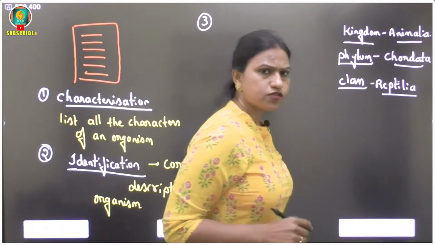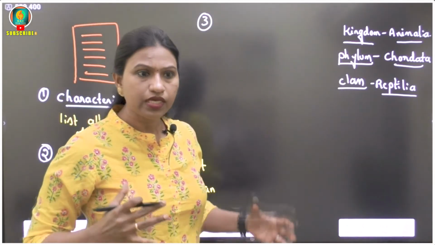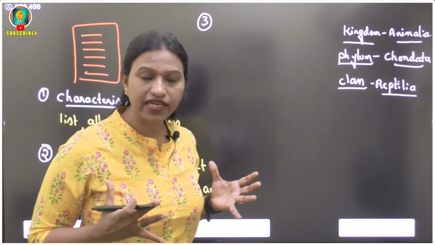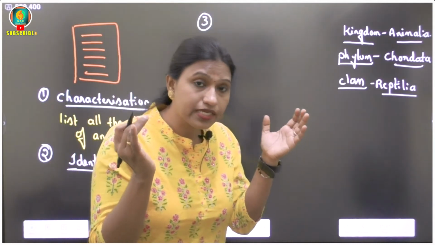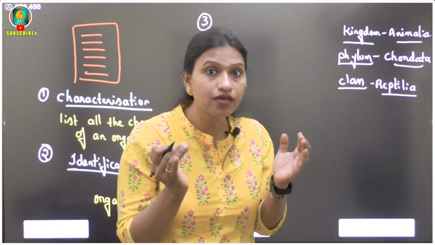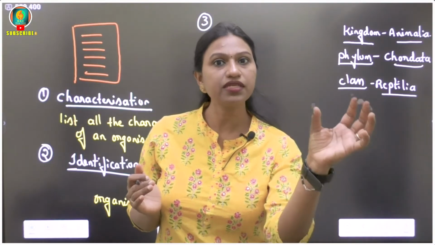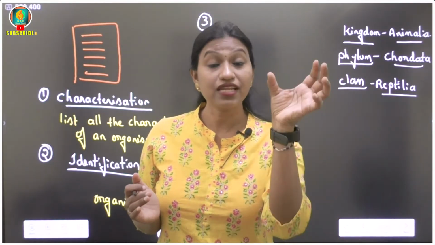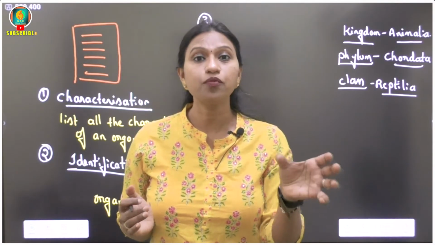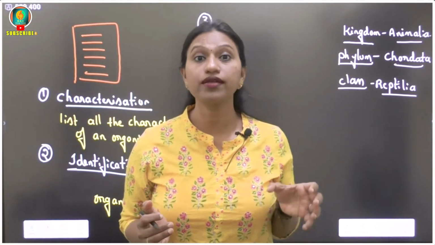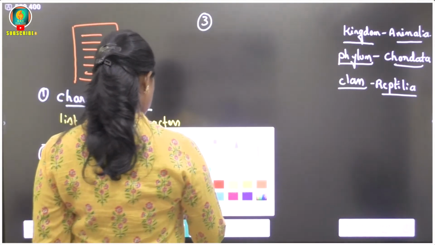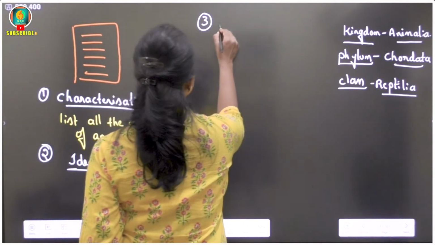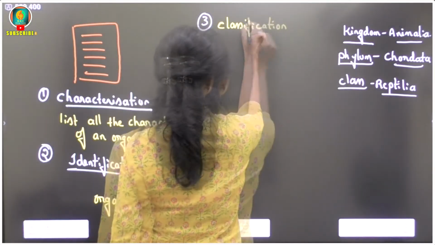Reptilia. So, what do you understand from this? He got some idea, right? After identification, based on that identification, based on those characters, he is placing this organism in the right category, in the right place. Correct? So, that is the third step called classification.